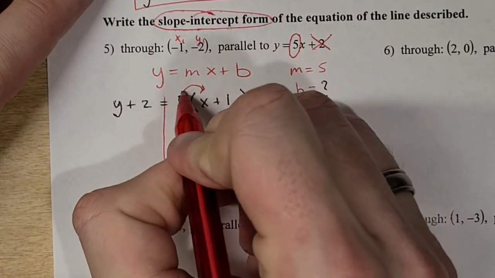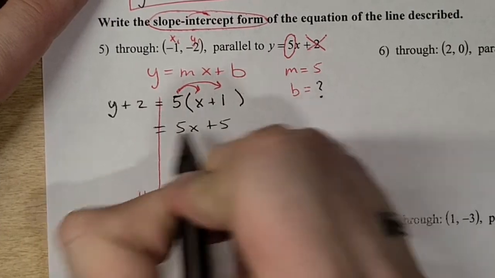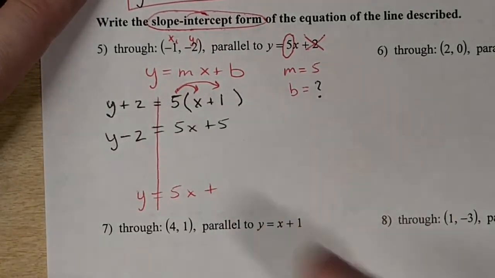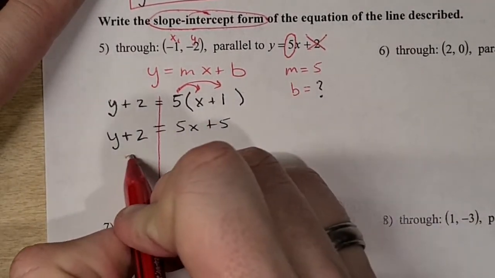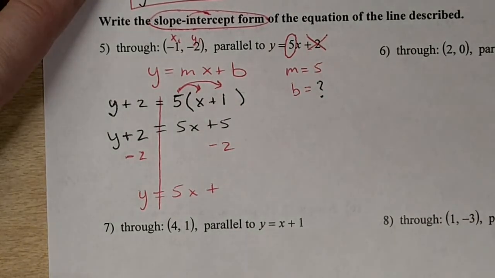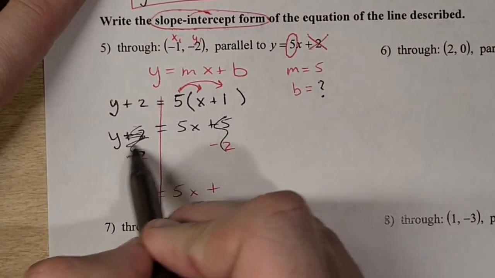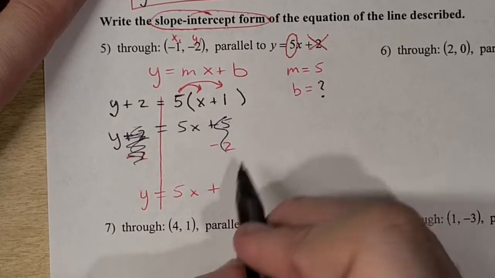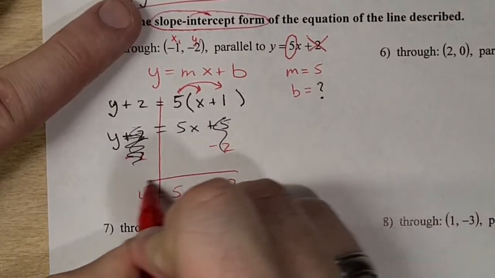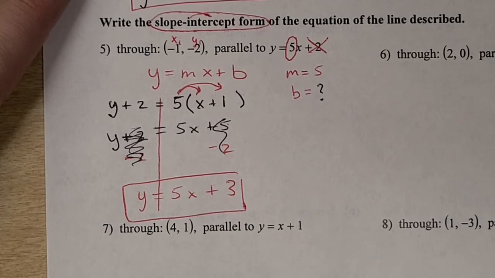All right, so 5, I'm going to distribute that, and I get 5x plus 5 on the left-hand side. I haven't done anything, so it still says y plus 2, plus, almost wrote a minus there. And then lastly, if I subtract 2 from both sides, this goes away, and I'm left with a y, 5x, and then 5 minus 2 is 3. So in this case, b was 3, which I figured out by solving for it.